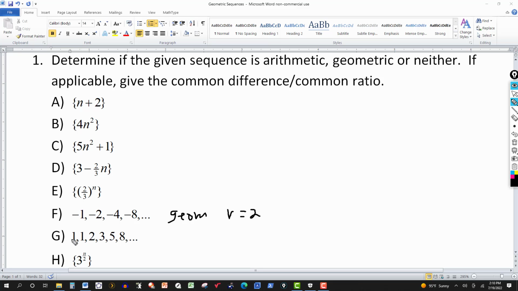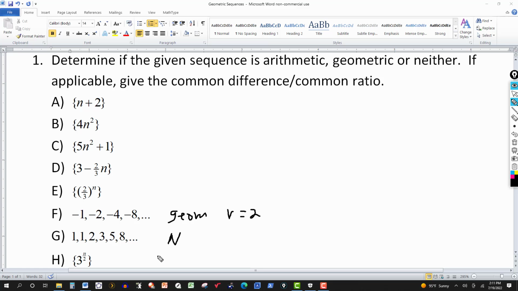And then G, we have 1, 1, 2, 3, 5, 8, and the pattern continues. And you say, okay, you can see if I subtract consecutive terms, 1 minus 1 is 0, 3 minus 2 is 1, 5 minus 3 is 2. I don't get the same thing. So it's not arithmetic. If I take the ratio of consecutive terms, 1 over 1 is 1, 2 over 1 is 2, 3 over 2 is 3/2. I don't get the same thing back. It's not geometric. So this one is neither.